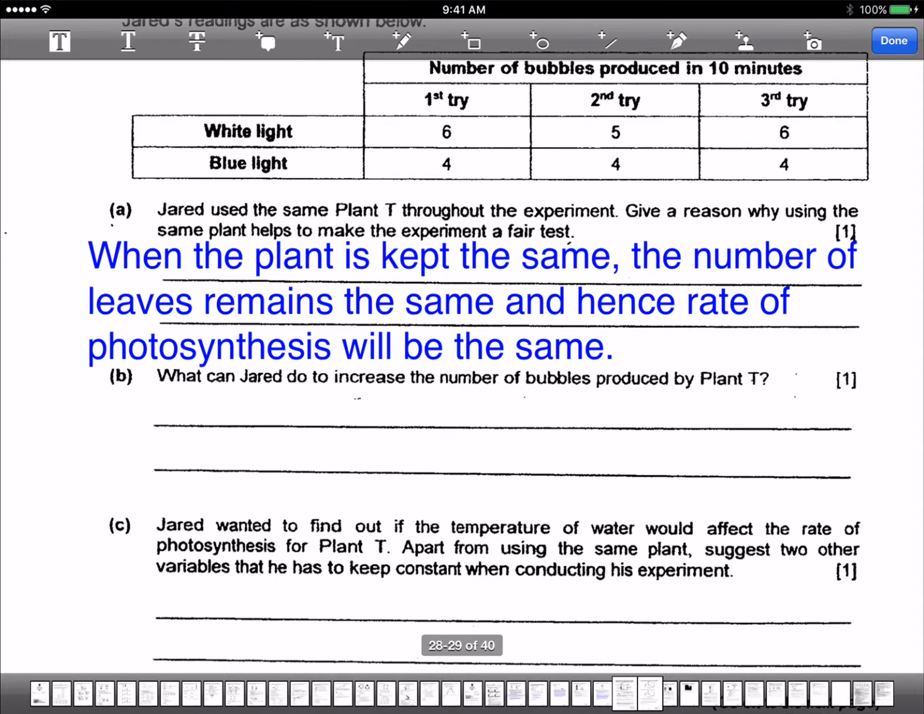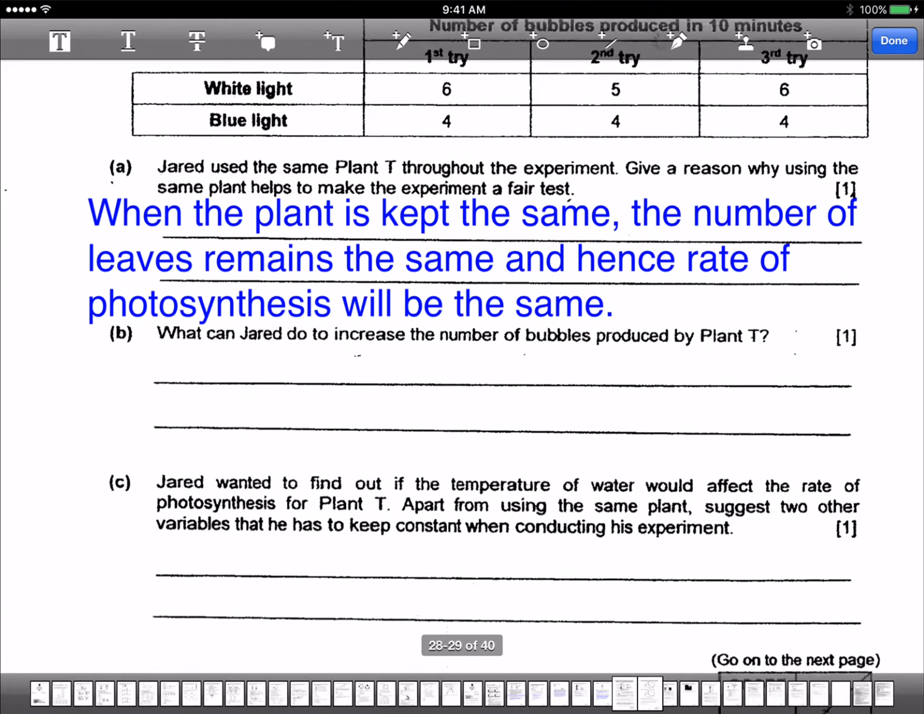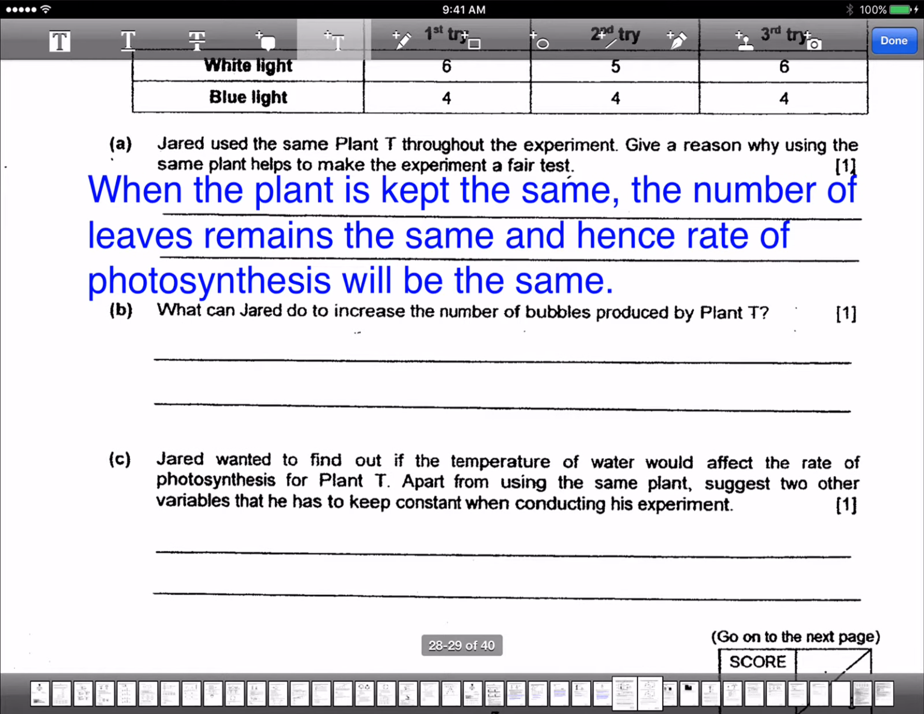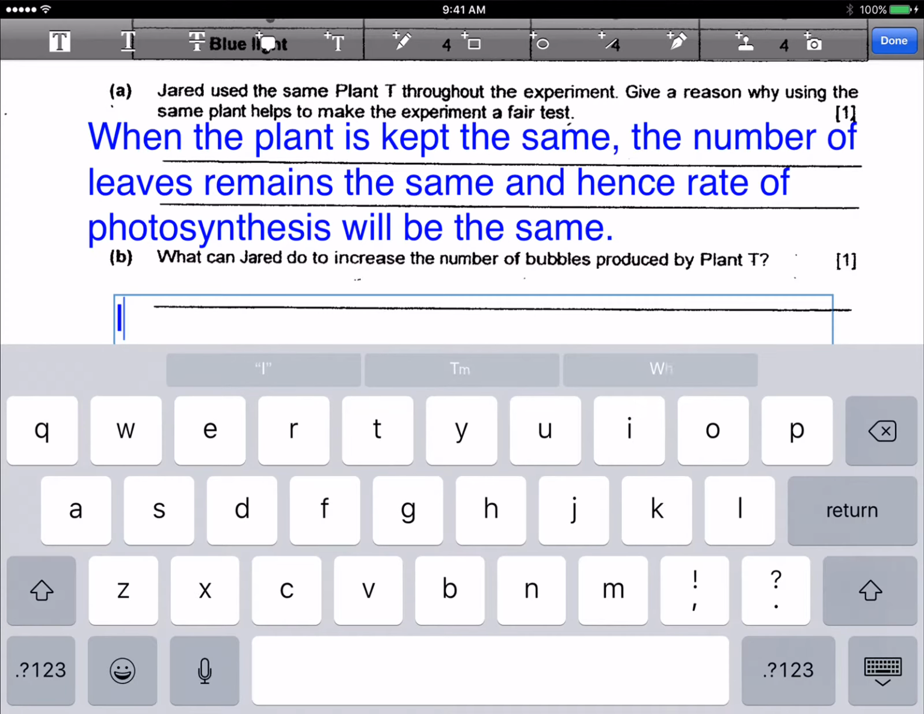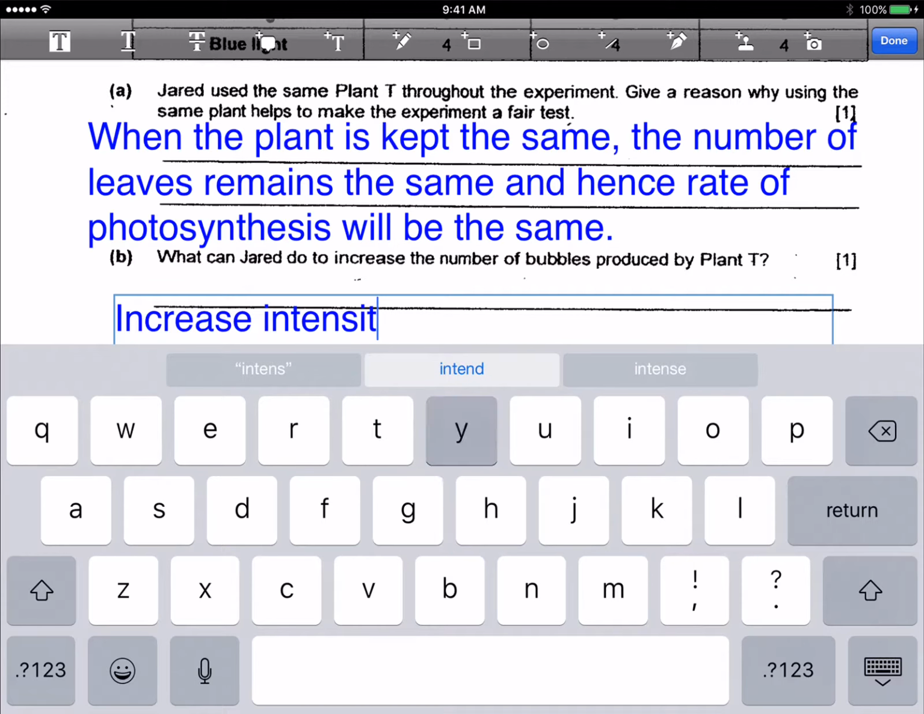Okay, next. What can Jared do to increase the number of bubbles? Increase the intensity of light. Yeah, once again, many answers. One possible answer is to increase the intensity of light. Any other answers? Place it outside, because it says that it's placed in a dark room. Okay, so it's the same as increasing the intensity of light, right? What else? Use more white light. Why is it white light? Are you talking about increasing the intensity? Is it the same as increasing the intensity?